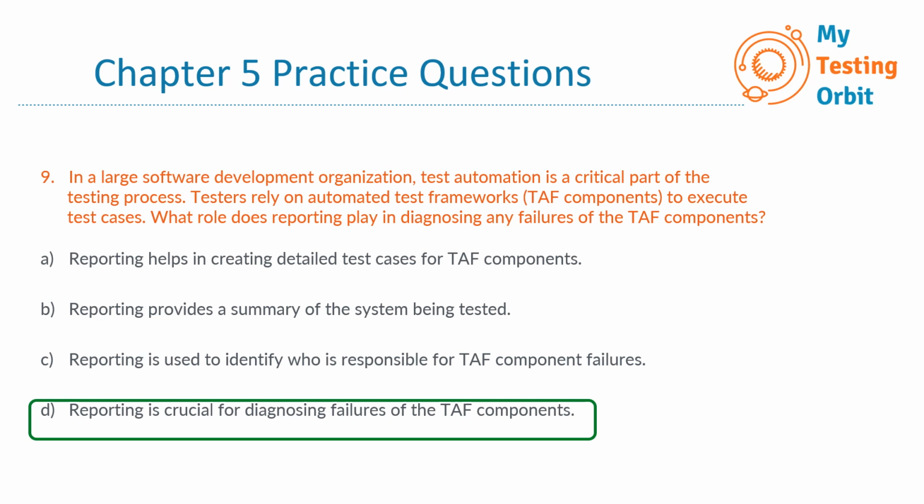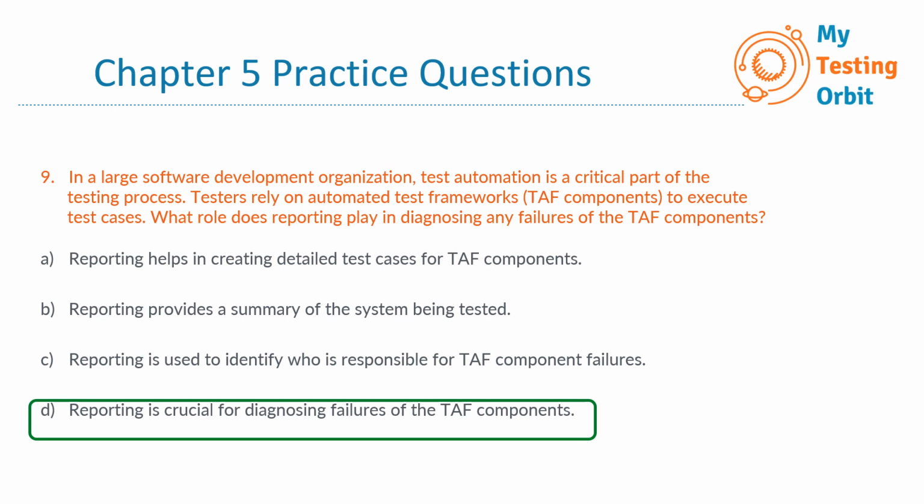Option A, reporting helps in creating detailed test cases for TAF components. Reporting is typically used after test execution to document the results and issues, not for creating test cases. So this is incorrect. Then other option is B. Reporting provides a summary of the system being tested. While reporting might include a summary of the test results, its primary purpose is to provide detailed information about test execution, including failures, rather than summarizing the system being tested. So this is also incorrect.